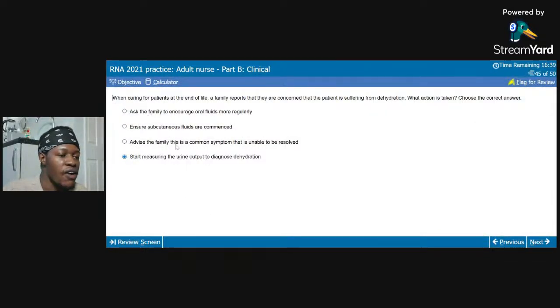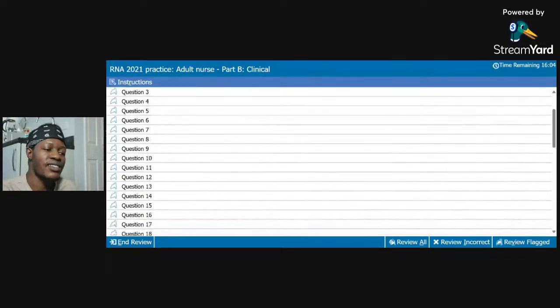When caring for patients at the end of life, and okay, this end of life stuff. In care homes, we don't give subcutaneous fluids, but is that what they do in hospitals? If this is not the answer, then it will be C. Oh, okay. So it's subcutaneous fluids.